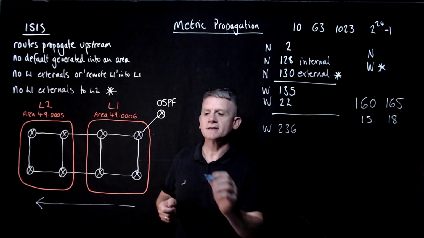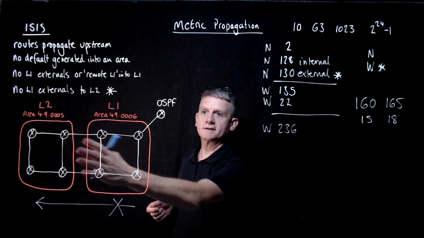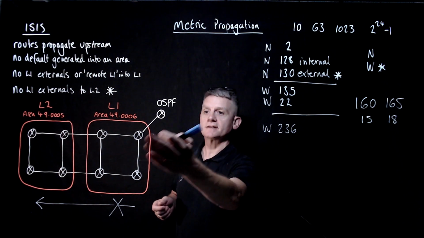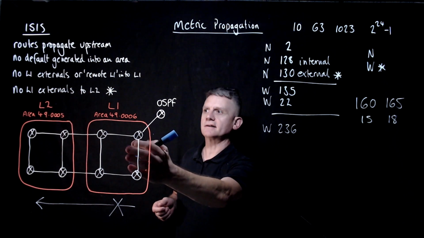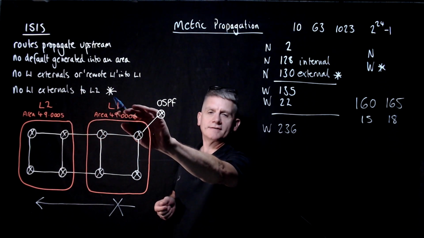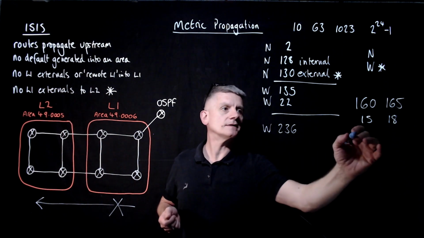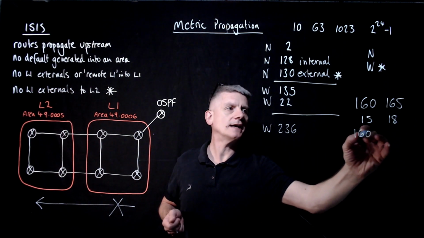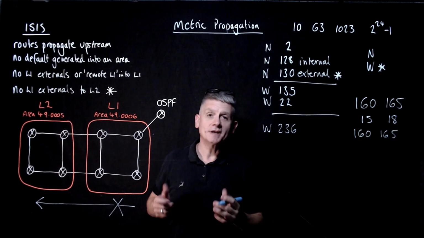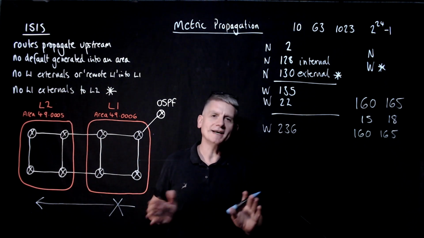The first is that, of course, it's not going to propagate from the level 1 to the level 2. And of course, the reason is that it can be seen as an external. And as we know, there's no externals from L1 to L2. And the second impact is the fact that they really will stay at the 160 or the 165 preference values because they're marked as externals. And we're going to see that in an example in the next screen.